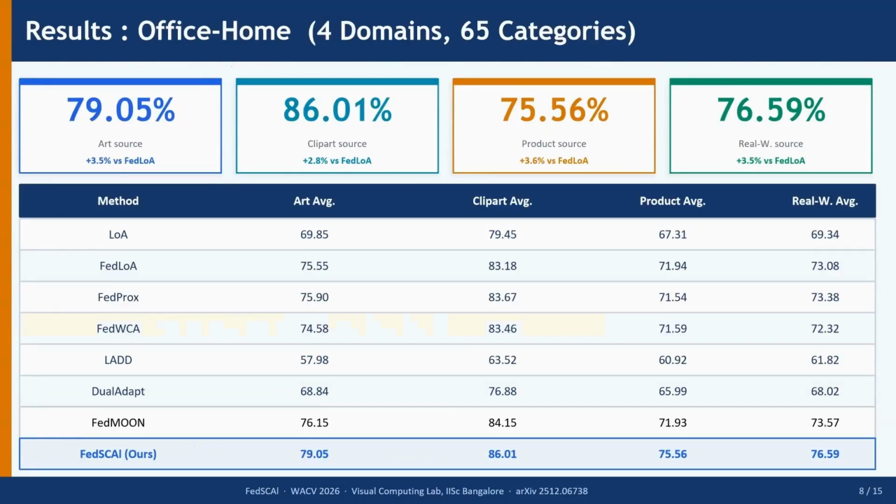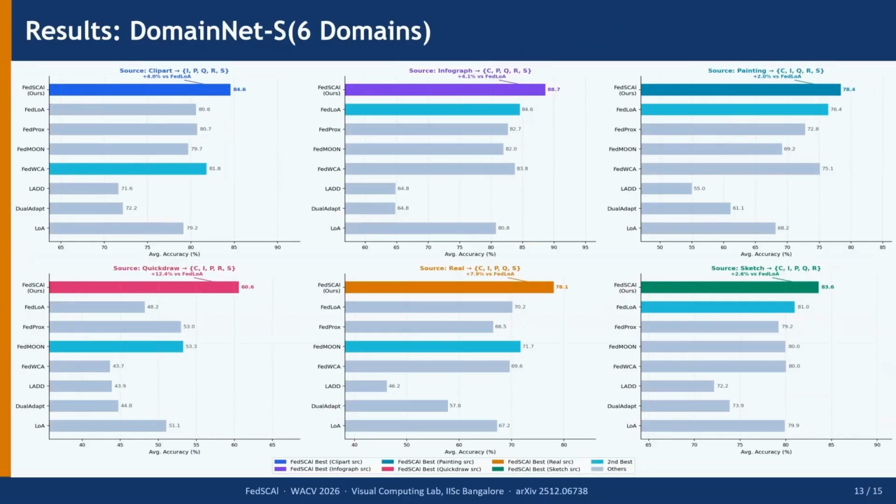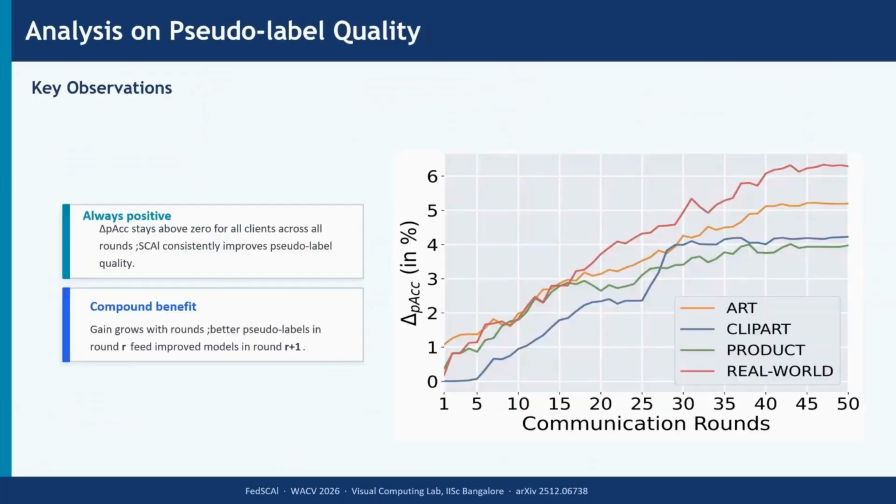Here I am presenting the results on Office-Home, which has 4 major domains with 65 categories in each domain. We can see our proposed method, FedSCAl, performs well across all clients, with an average improvement of 3.5% on Art source, 2.8% on Clipart, 3.6% on Product, and 3.5% on Real World source. Coming to the DomainNet small dataset, this is a much more difficult and tougher benchmark with 6 domains. Here our proposed SCAl model shows an improvement of 12.4% over the second best, which is FedMode. Additionally, it shows similar improvements across all the source-target settings, where our model performs much better in comparison to all the other baselines and benchmarks that we are considering here.